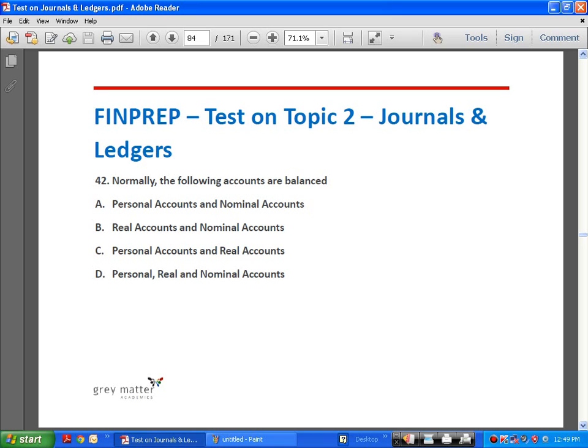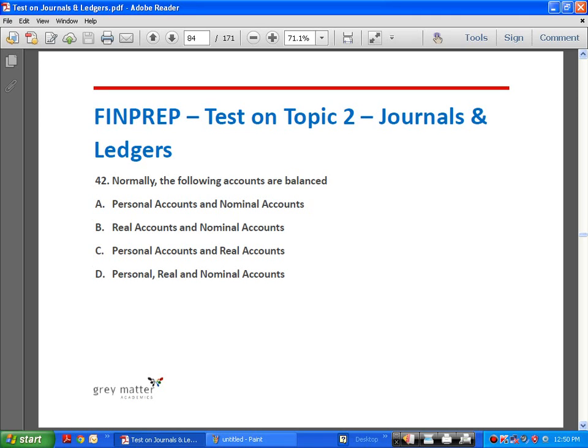While if we look at accounts like personal accounts and real accounts, personal accounts are accounts like the capital account, the drawings account, then accrued interest account, interest received in advance, or you have the debtors account, the creditors account. These are all examples of personal accounts. Now, if you look at real accounts, you have all the fixed assets, the intangible assets, cash, right? So these are all real accounts.